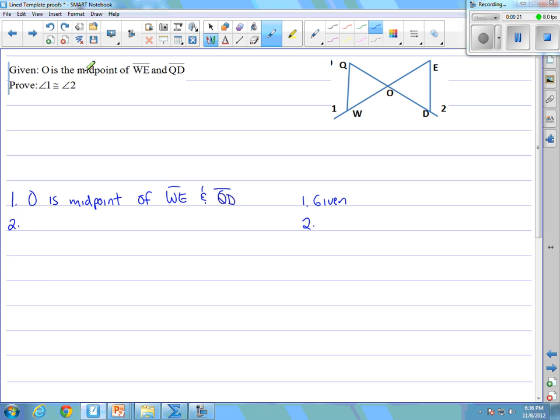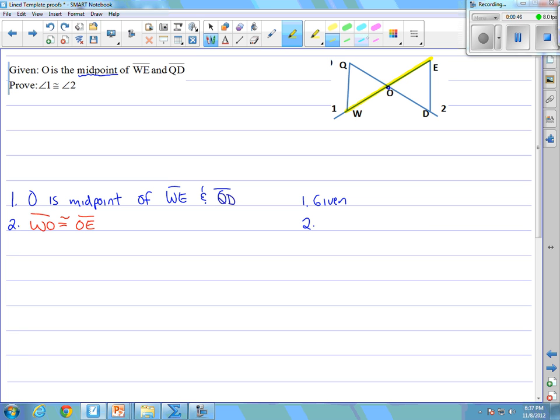What we always want to do is look for vocabulary in our given information. I've got midpoint there, so I look at O being the midpoint. It says O is the midpoint of WE, which is that segment right there. If it's a midpoint, it's going to cut that segment into two congruent parts, and those congruent parts are WO, which should be congruent to OE.